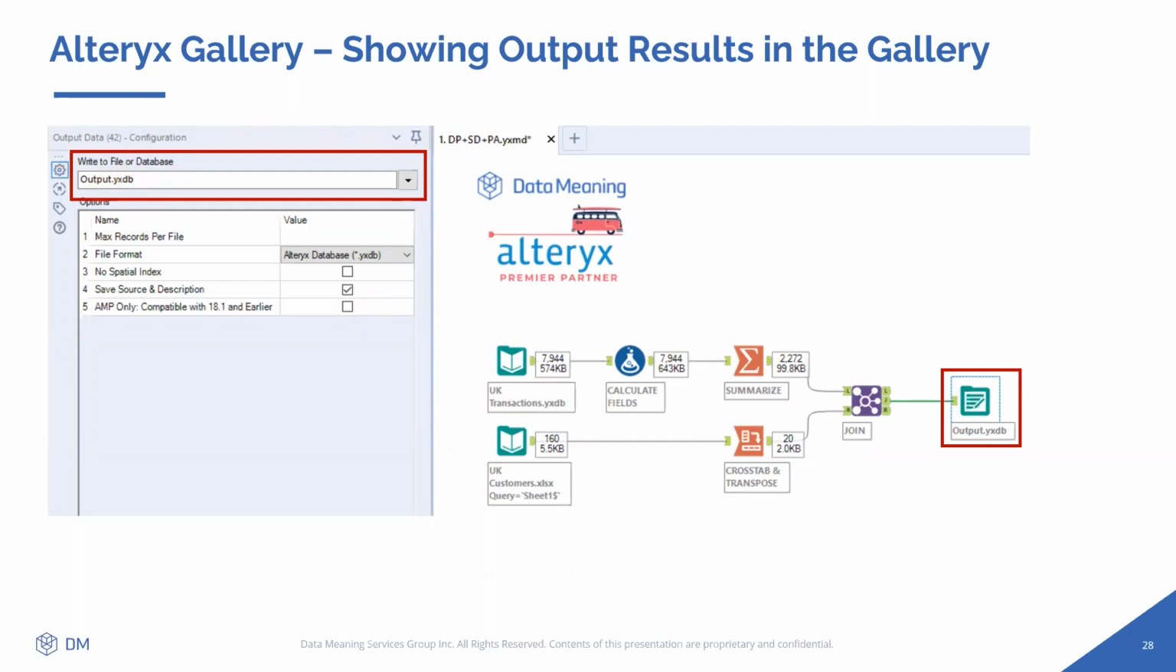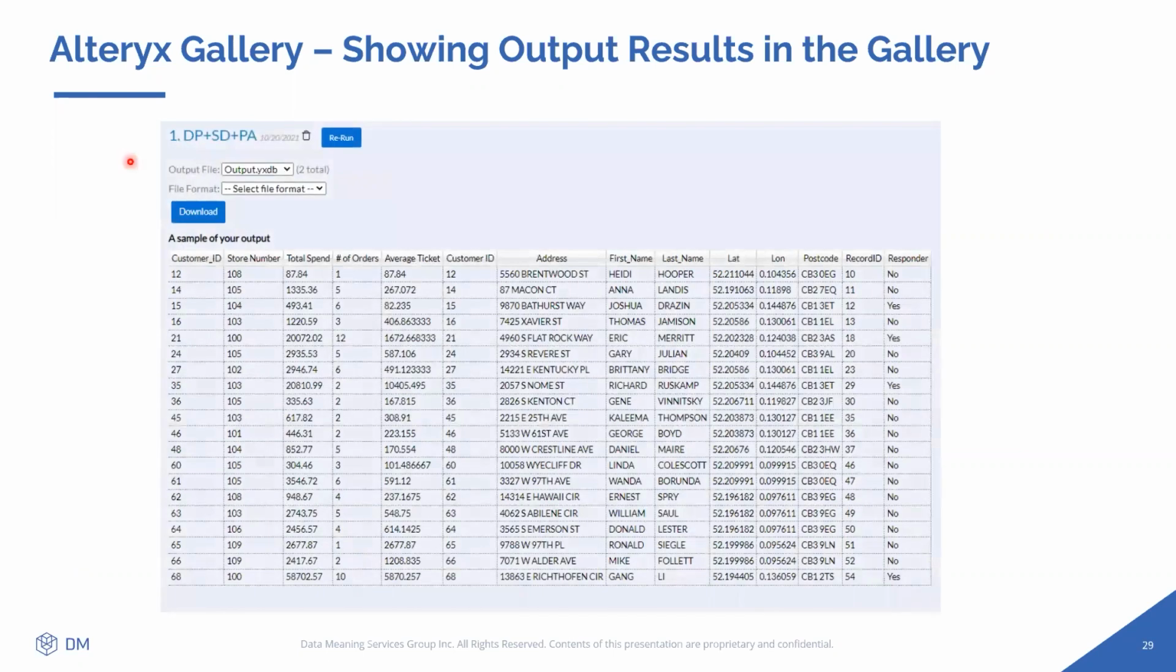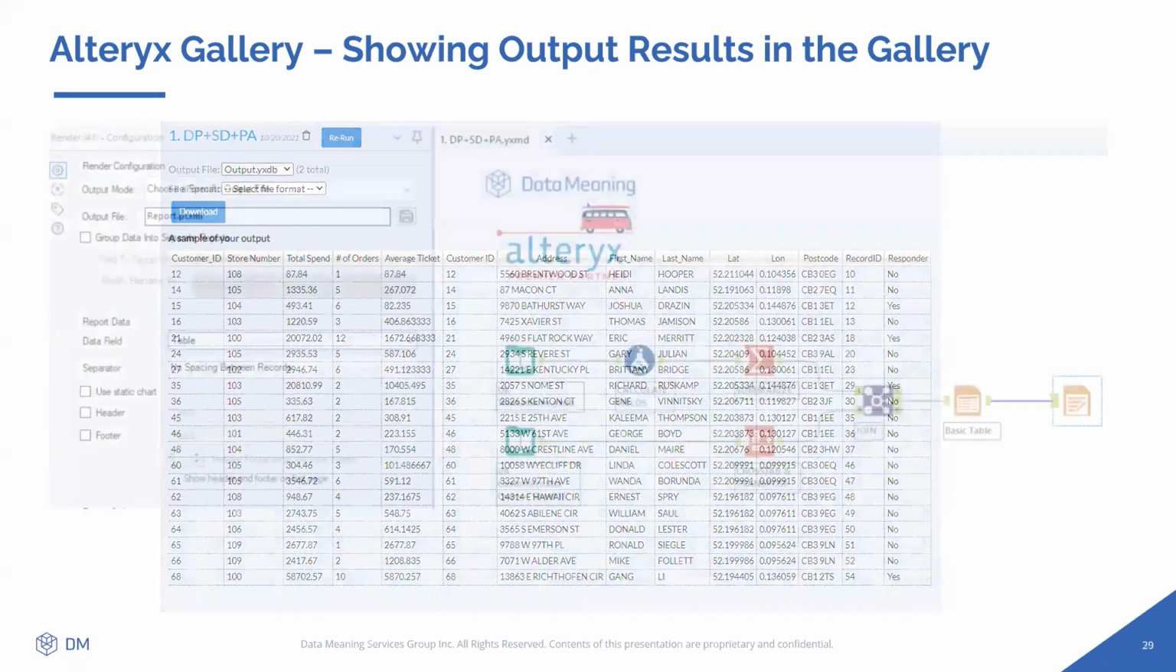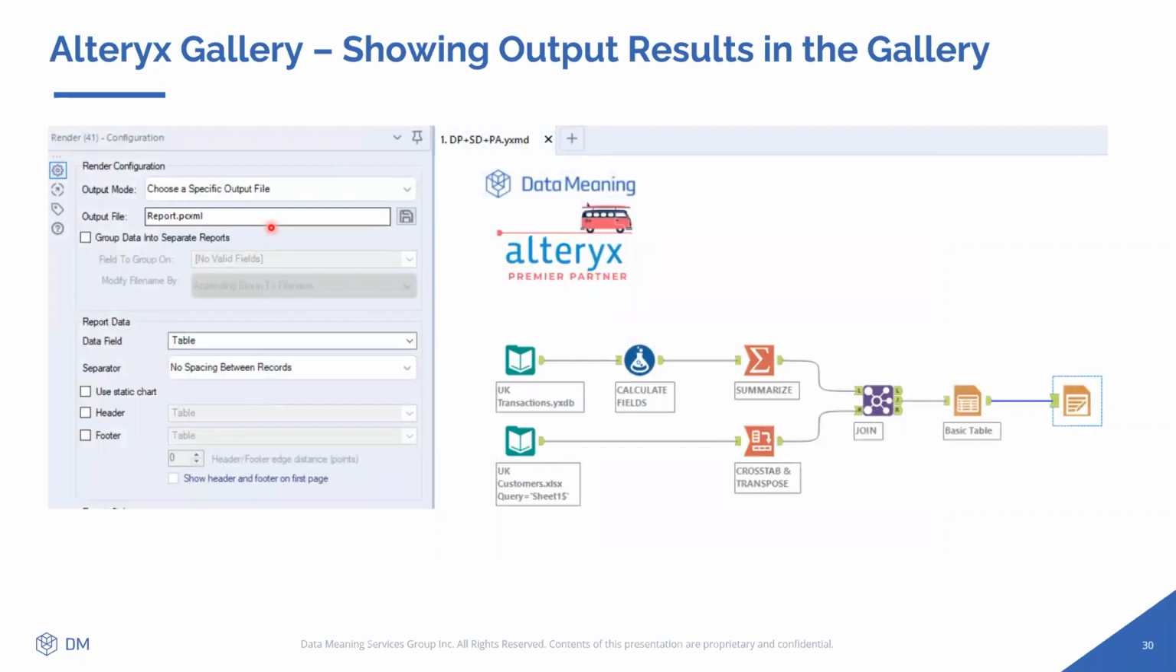What does that mean? Of course, when you are in your gallery, you have the option here to download the file, but also if you are using a YXDB format, you will be able to see a sample here. But keep in mind that it's only a sample, all right? So you're not going to be seeing the whole data set here. But of course, you have the option to show the whole data set, and that's what I'm going to be showing now.